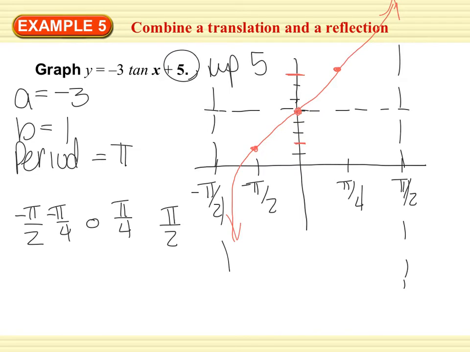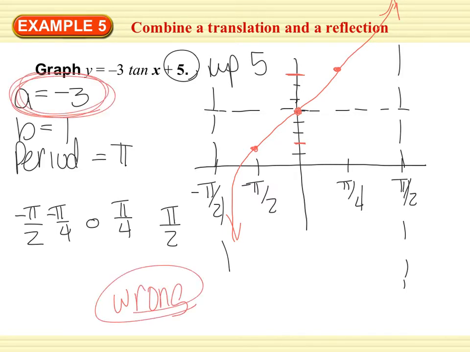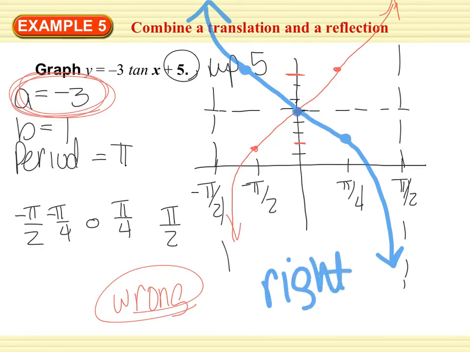Cool. I just realized that's wrong. It's negative, so we're going to do it in blue highlighter. Sorry about that. I hope you caught it. Maybe you were paying closer attention. So that's where we're going. Okay. So the blue fuzzy marker is right. The red pen is wrong.